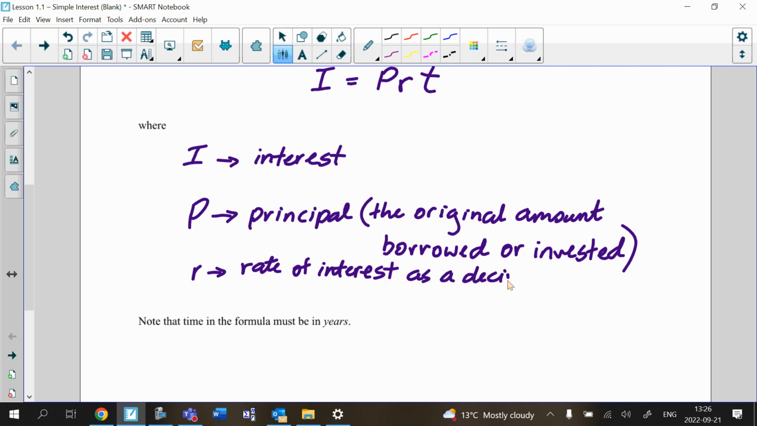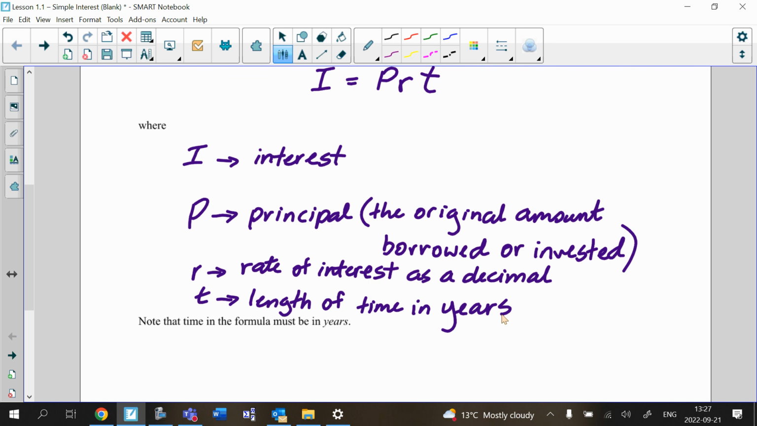And T represents the length of time in years. The time has to be expressed in years. So if you borrow money for 6 months, you have to convert 6 months to a year. Well, 6 months is half a year, so we'd use 1/2 or 0.5. If you borrowed something for 100 days, you'd have to change that to years by dividing it by 365.